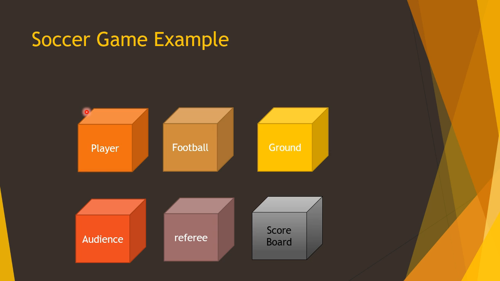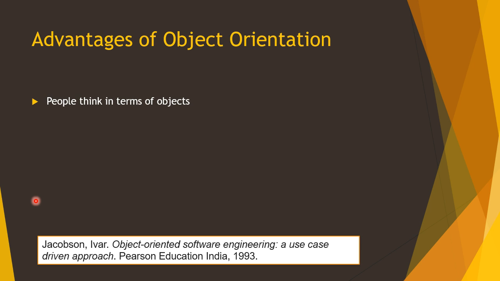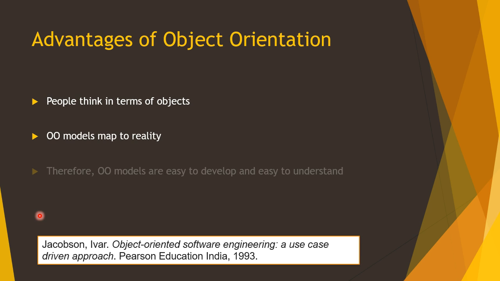In the list data structure that we studied earlier, list only contains data, but object contains both data and functions together. Now coming back to the first advantage of object orientation, people think in terms of objects. I think it makes sense now. Object-oriented models map to reality. This is very obvious as you have seen in the snooker game. Therefore, object-oriented models are easy to develop and easy to understand.